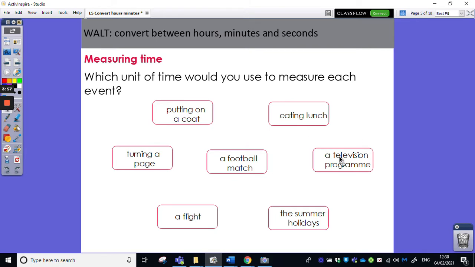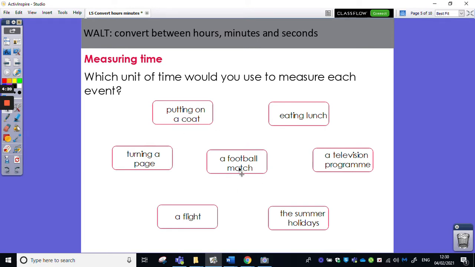A television program, a little bit trickier. It depends how long it is. Some of them are usually half an hour long, so I would say that's 30 minutes, or maybe it's a longer program, so it might be an hour that you measure it in. It just depends on what the length is. Turning a page, again a very short event, so hopefully you would say seconds for that one, depending how big the page is. Football match.